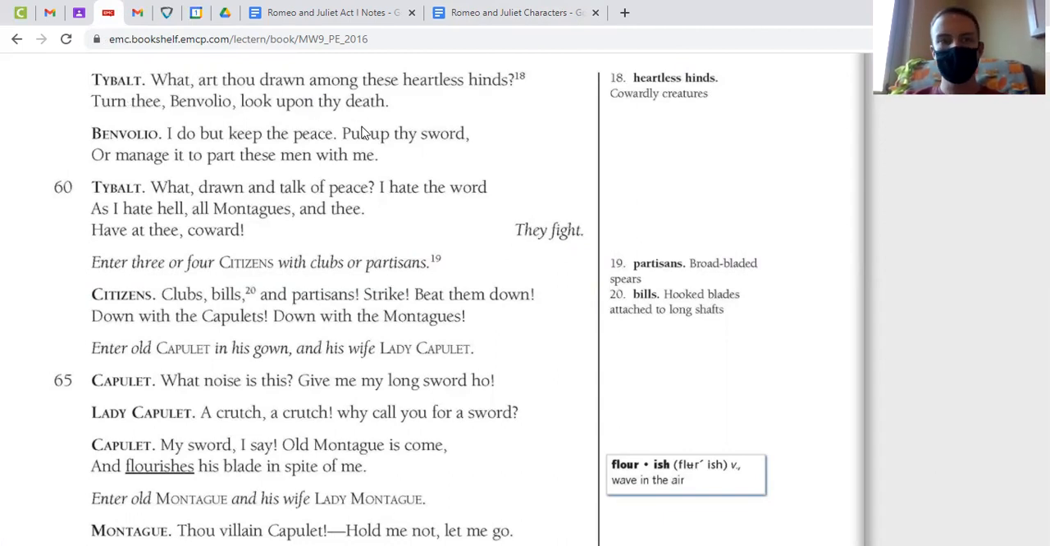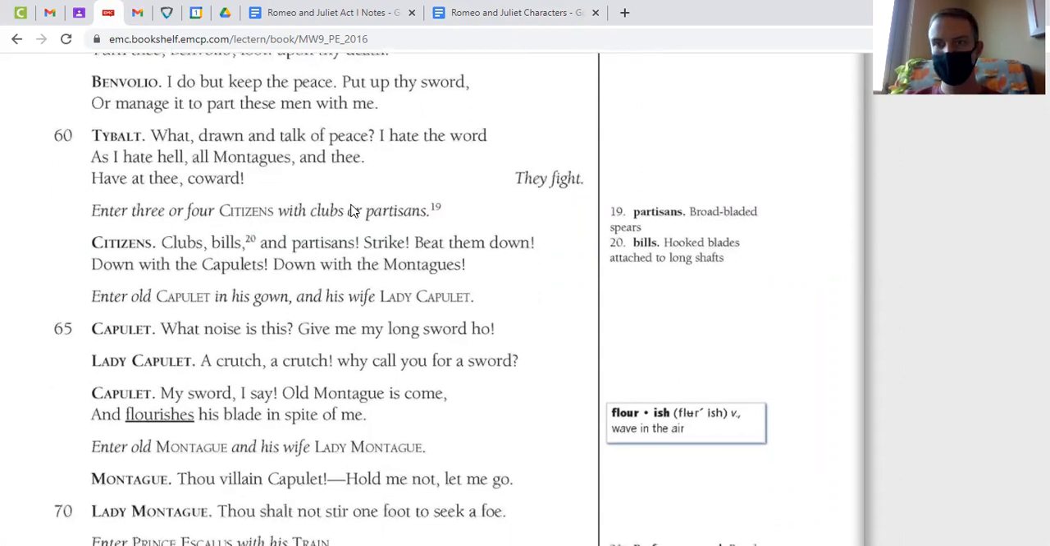Benvolio says, I'm just keeping the peace. Put up thy sword, put your sword away, or manage it to part these men with me. Either put your sword away or help me stop this fight. Tybalt says, what? Drawn and talk of peace? So you've got your sword out and you're talking about peace? I hate the word, as I hate hell, all Montagues, and thee, have at thee, coward. So Tybalt is the kind of guy that likes to get into fights. He hates peace. Any chance for a fight Tybalt gets, he's going to jump at it. So now you have three guys from the house of Montague fighting three guys from the house of Capulet.